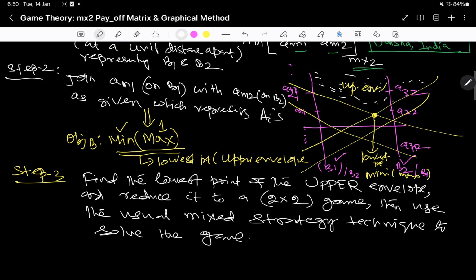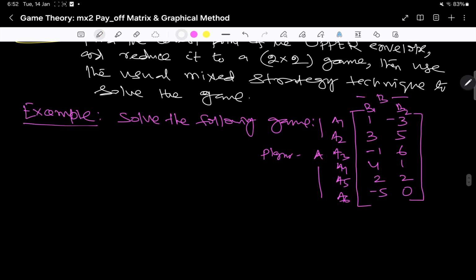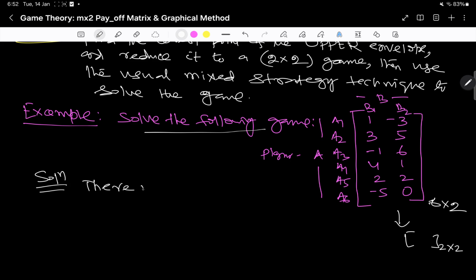Okay, so let me solve one example, then your idea will be clear. Now coming to the solution of the game, you are given a game with a payoff matrix of order 6x2, and our intention is to reduce it to 2x2. We'll see whether there is a saddle point. Coming to the solution, there is no saddle point. You should check it.